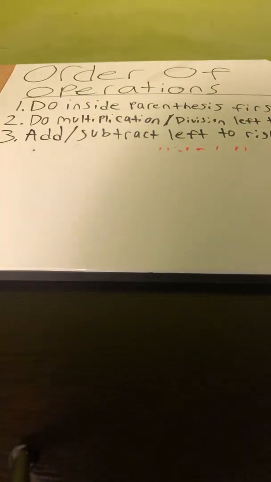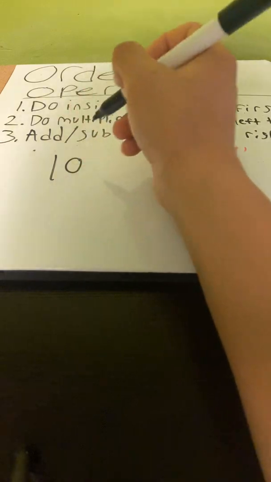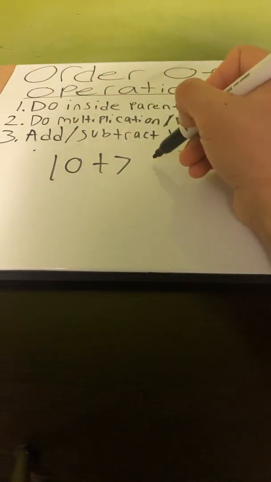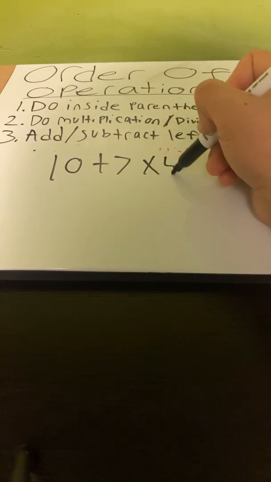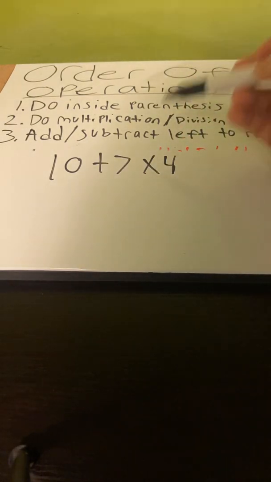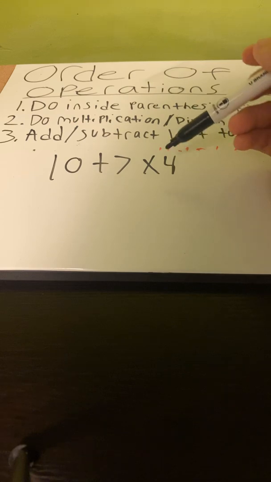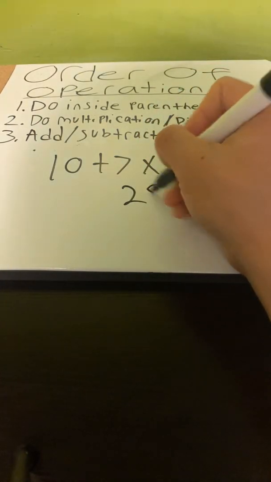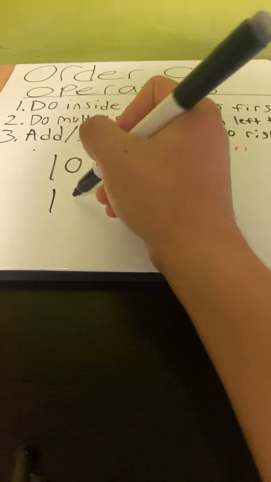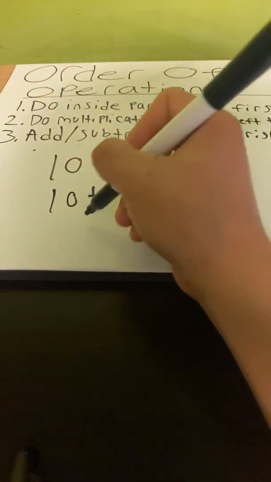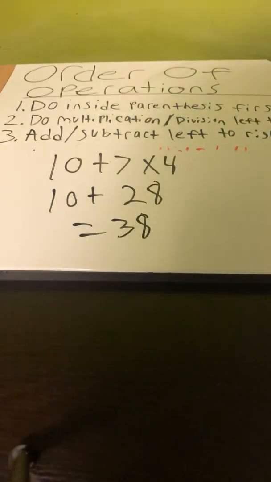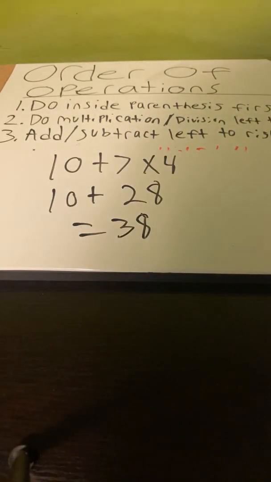Okay, so the second problem I'm gonna do is 10 plus 7 times 4. Now again, multiplication comes first. You want to do 7 times 4, which equals 28. Then bring down your 10, add, and your answer will be 38. Again, pretty simple to follow.